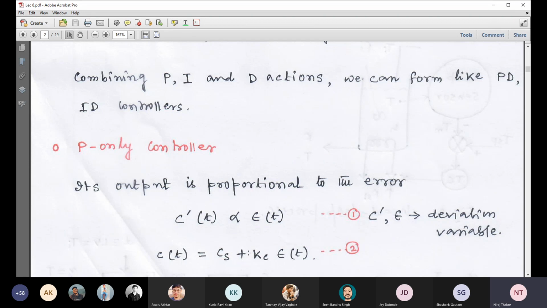So from equation 1, we can write easily equation 2. Basically, you write like this way, C prime equal to Kc epsilon. For better understanding, you write after equation 1, C prime equal to Kc into epsilon. Then you write equation 2. C prime, you know, C minus Cs is C prime.